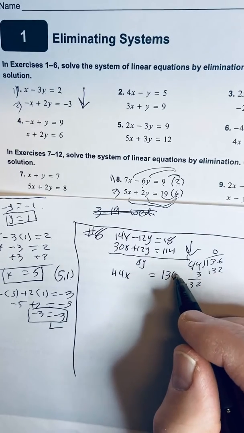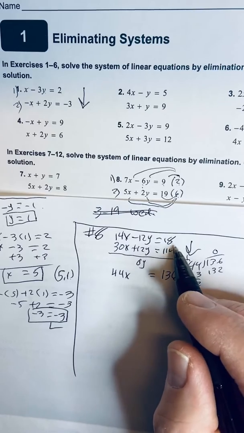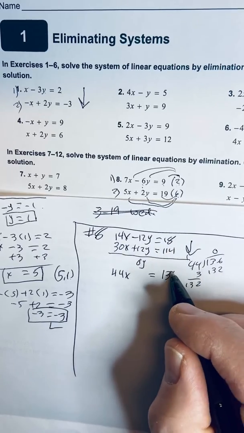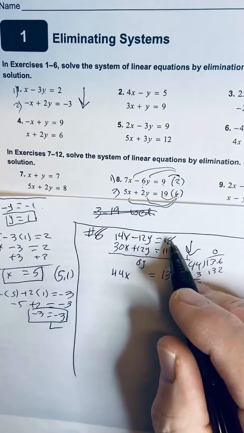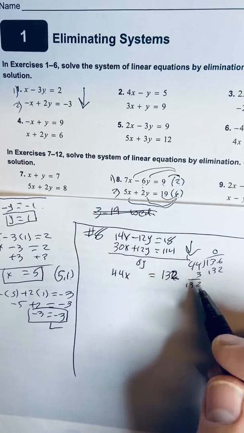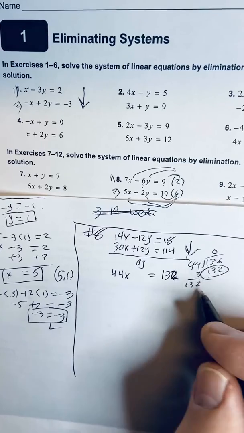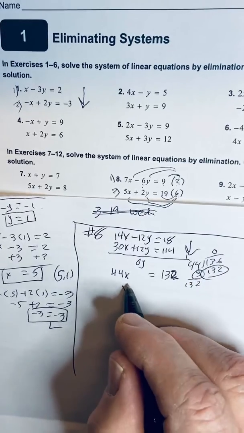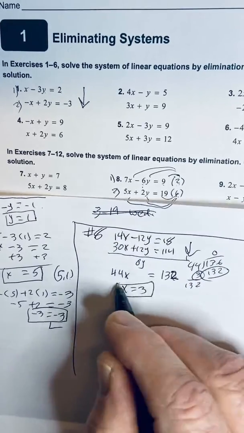Oh, we messed up here. We messed up. 8 plus 4 is going to be 12. 2, carry the 1, and that's going to be 132. So it is exactly 3 times. So x equals 3. Sorry about that.